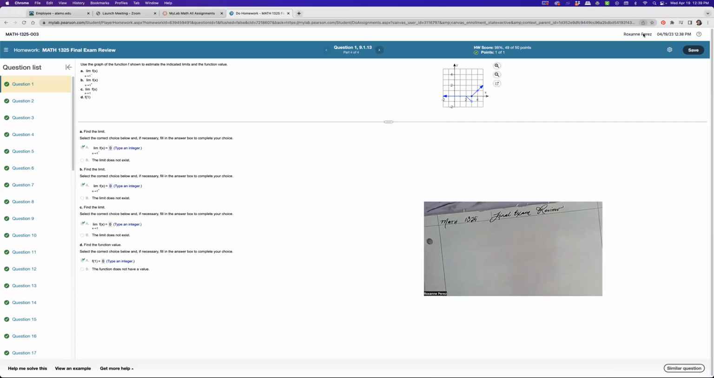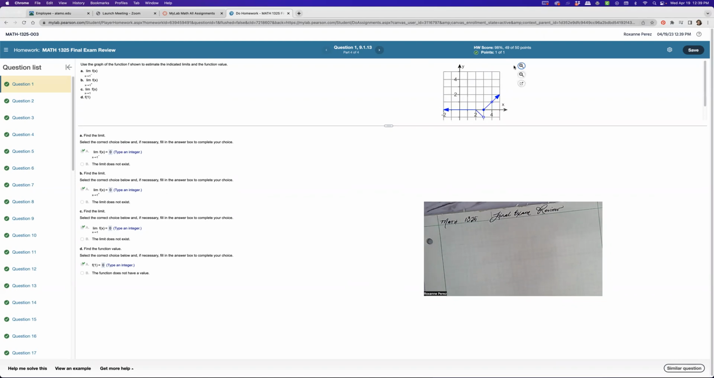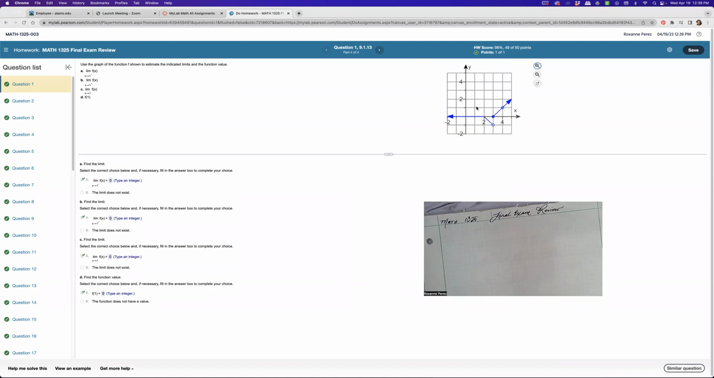Okay, guys, let's get started with the Math 1325 final exam review. So here we are given this graph to work with. Let's make it large. Part A is asking for the limit of f of x as x approaches 1 from the negative direction. So we're approaching the value of 1. We're coming in from the negative side, and this y value here is 0. We are on the x-axis, okay?